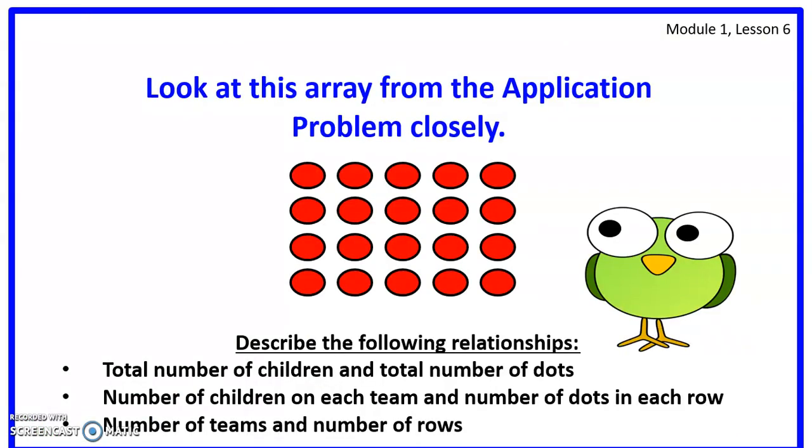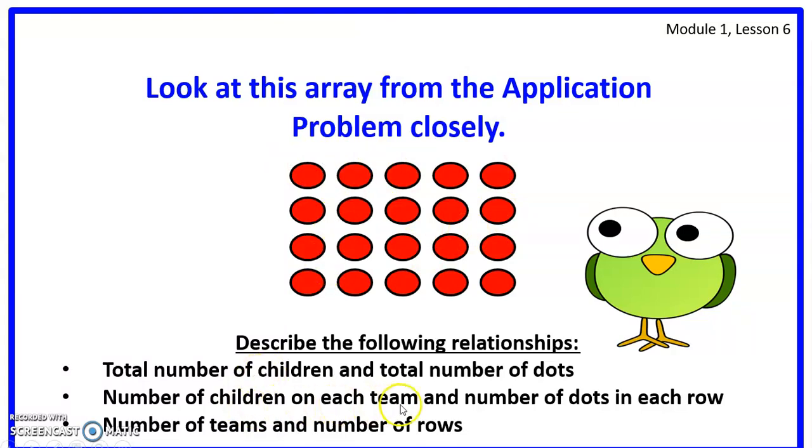Now look at this array from the application problem closely. Let's count the number of rows. 1, 2, 3, 4. So that's the same thing as the number of groups. What is the size of each group? 1, 2, 3, 4, 5. So the total number of children will be what? If you count all dots, that's 20, because 5 times 4 is 20.